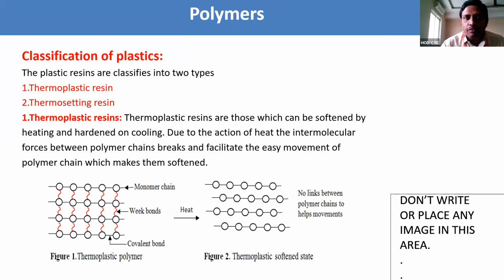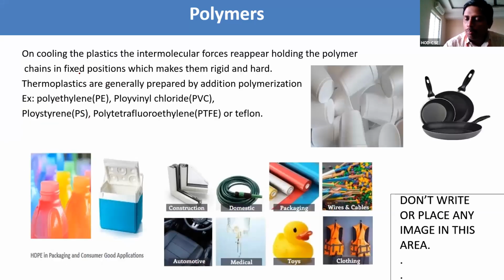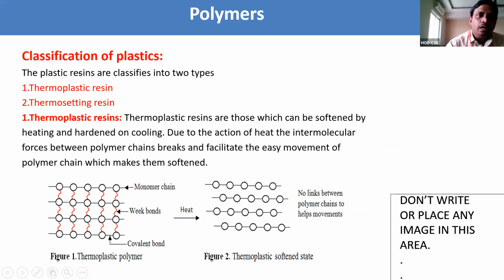Coming to the classification of plastics. Plastics are nothing but resins. The major part of plastic is what we call a resin. Plastics or resins are classified into two types: thermoplastic resin and thermosetting resin.